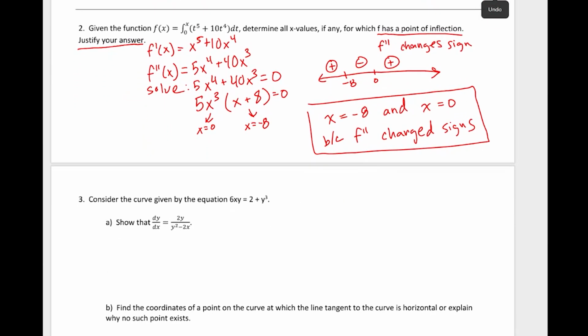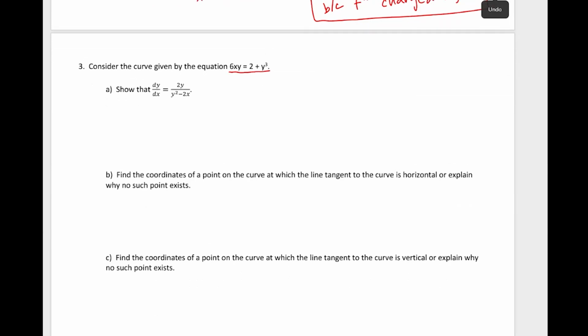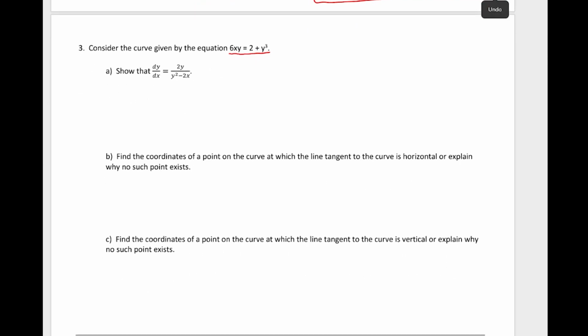Number 3 says consider the curve shown given by the equation 6xy equals 2 plus y cubed. So we have an implicitly defined function here. And so when we go to find dy dx, basically what we're going to do is differentiate both sides with respect to x. So in other words, we're going to differentiate 6xy, and we're going to differentiate 2 plus y cubed. Both of those we're differentiating with respect to x.